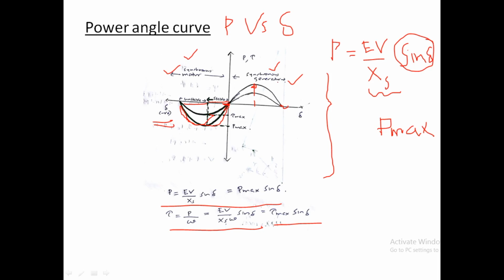So if power is positive in case of a generator, power will be negative in case of a motor. So this is the power angle curve.